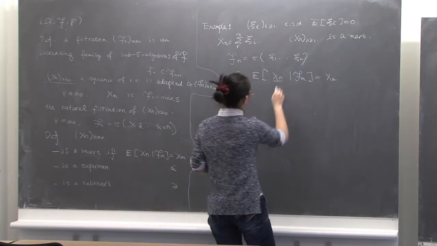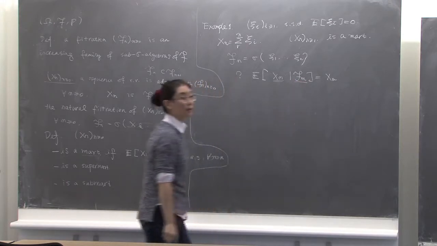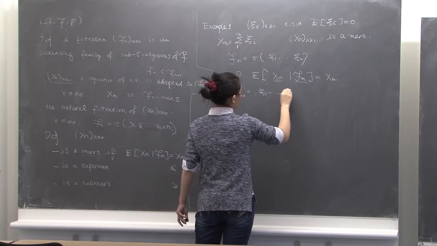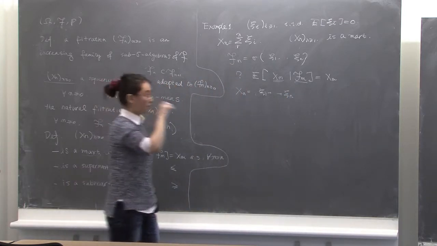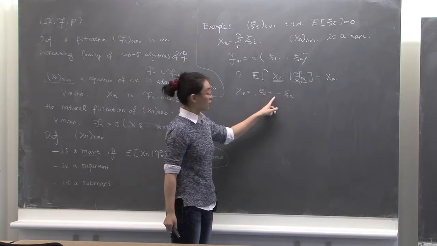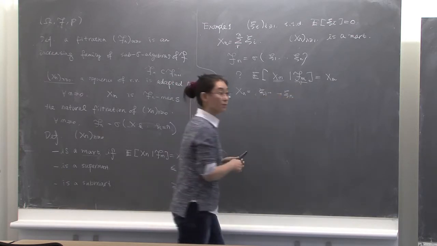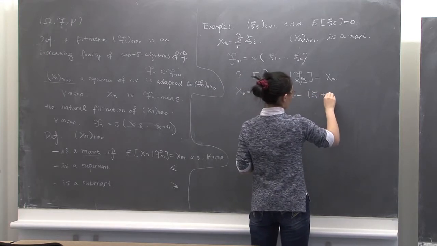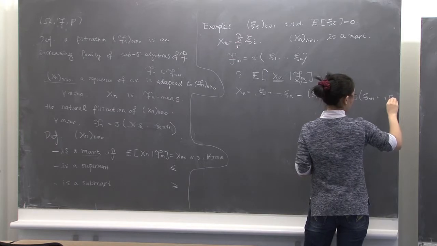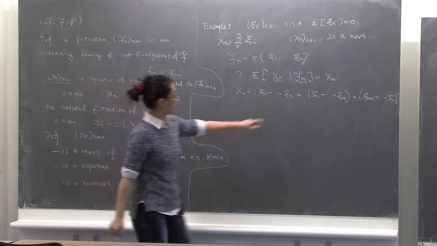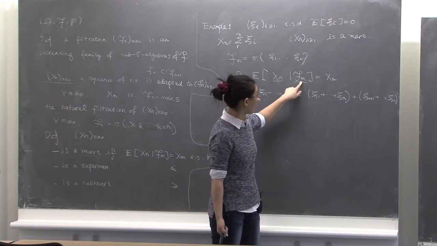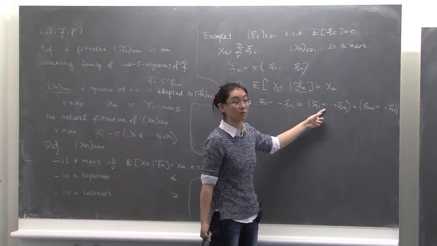We need to study the relation between Xn and this filtration Fm. Xn is the summation of ξ1 to ξn, and Fm is all the information up to time m. From the summation here, we know that the first m terms are already contained in the information here. So the first m terms are contained in this filtration. We already know what happens to them, so when we take conditional expectation, they just equal themselves.